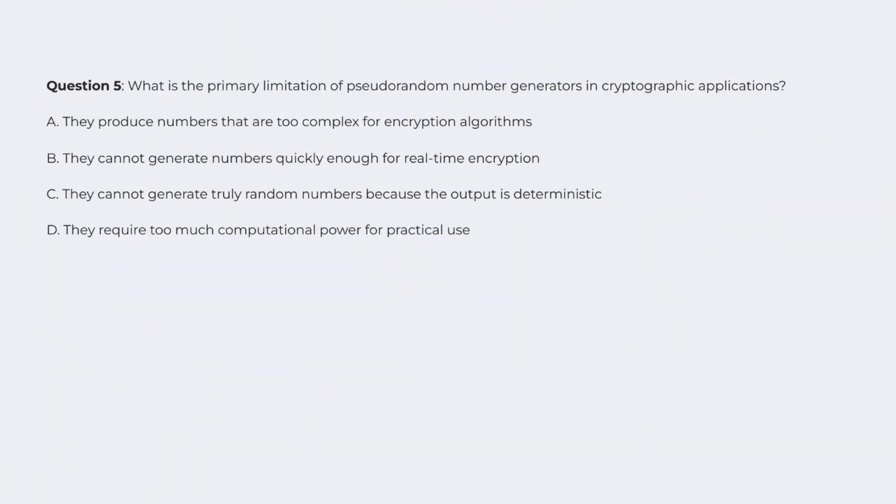Question 5. What is the primary limitation of pseudo-random number generators in cryptographic applications? A. They produce numbers that are too complex for encryption algorithms. B. They cannot generate numbers quickly enough for real-time encryption. C. They cannot generate truly random numbers because the output is deterministic. D. They require too much computational power for practical use.